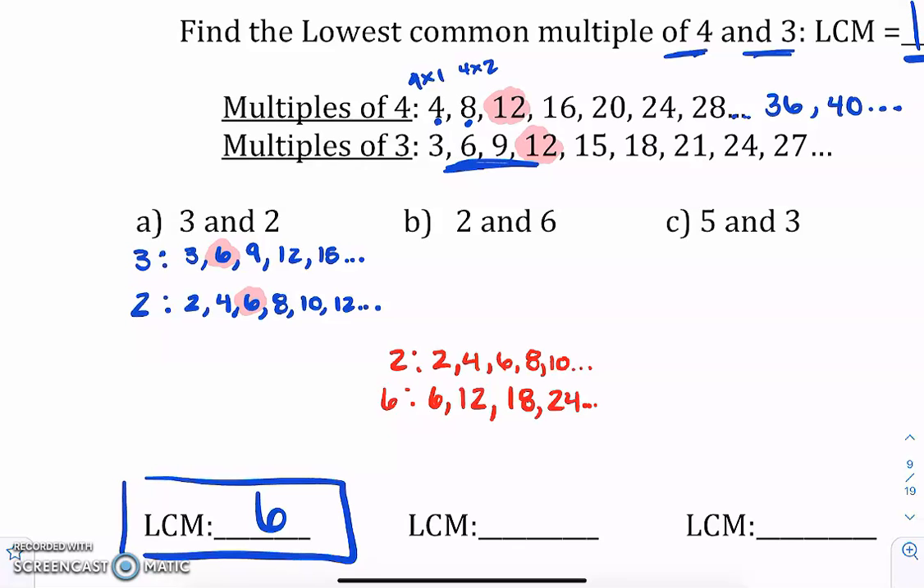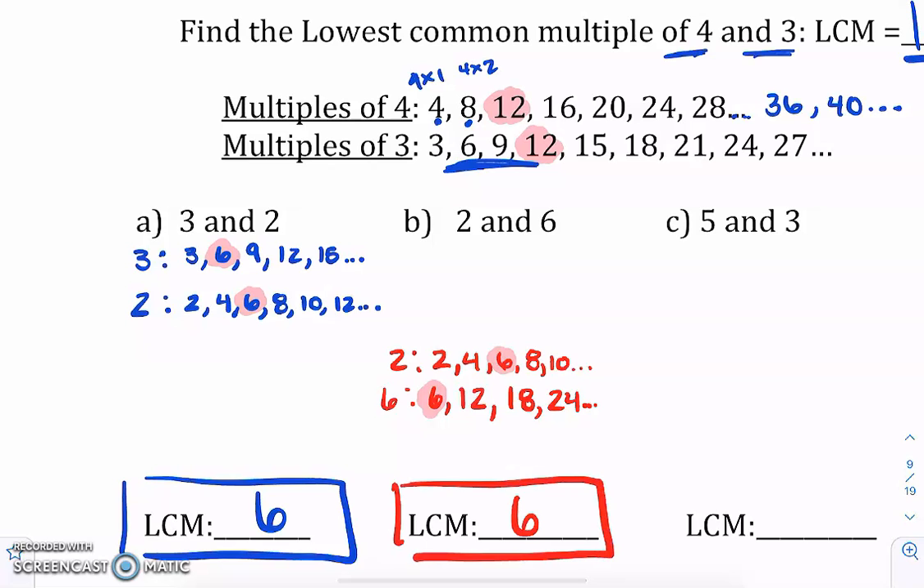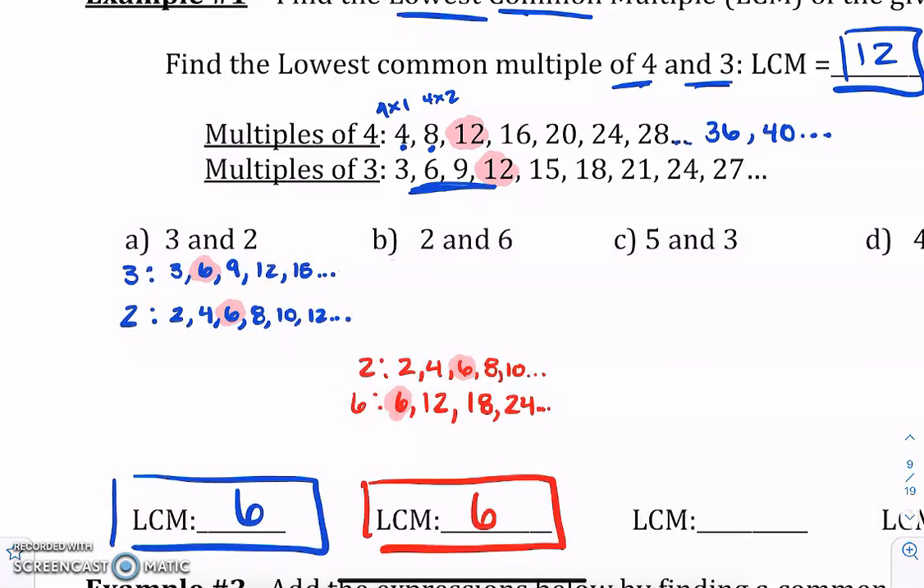So here, just multiplying 2 times 6, okay, that would be 12. So yes, 12 is a common multiple, but not the lowest. The lowest number they have in common is actually 6 itself. So it is fine, just like having a common factor, for a common multiple to be one of the actual numbers. That is perfectly fine.